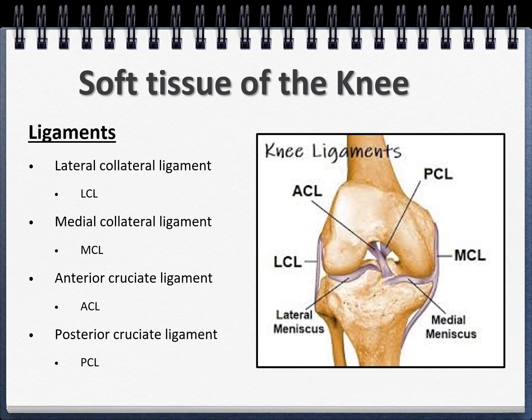So repeat after me. Lateral collateral ligament, medial collateral ligament, anterior cruciate ligament, posterior cruciate ligament. So the collateral ligaments can be found on the outside of the knee, and the cruciate ligaments are on the inside, and they tend to cross over.